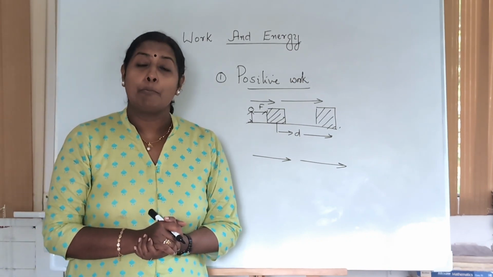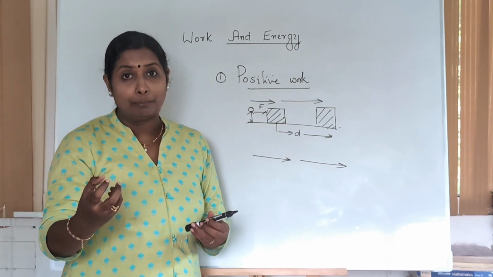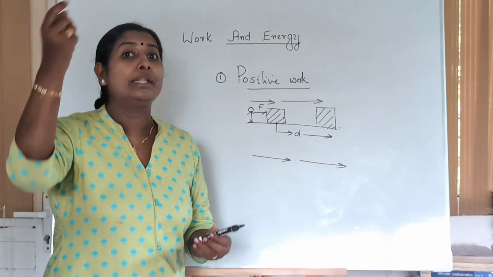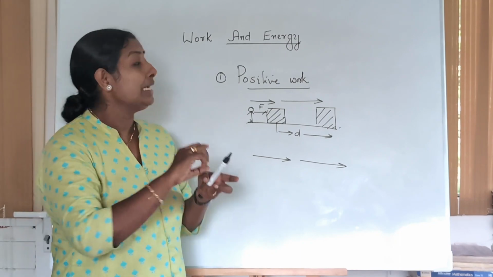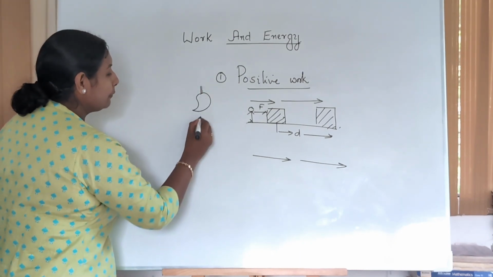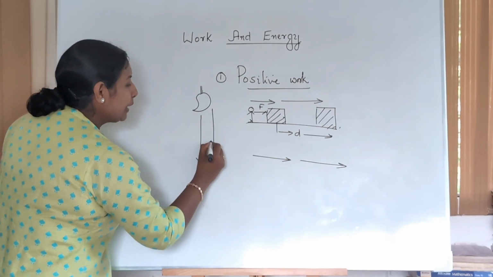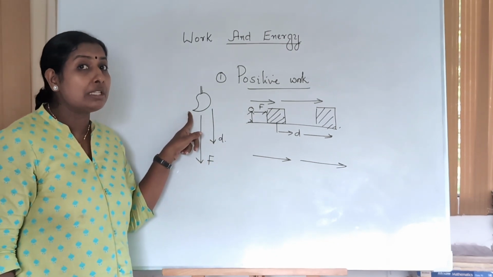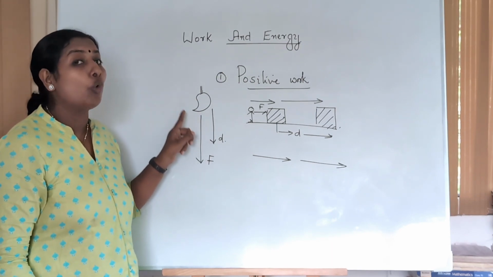Let us discuss some more examples about it. A mango is falling from a tree. So, what is the work done by the force of gravity on that mango? In which direction does gravity act? Gravity is acting in a downward direction. So, when the mango is falling, this is the direction of gravity. The displacement is also in this direction. So, what type of work is done by gravity when a mango is falling down? It is a positive work.